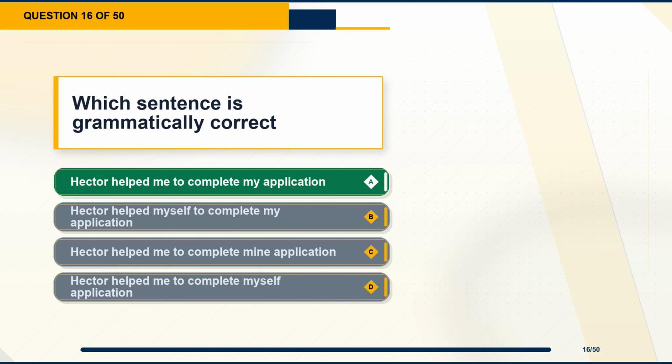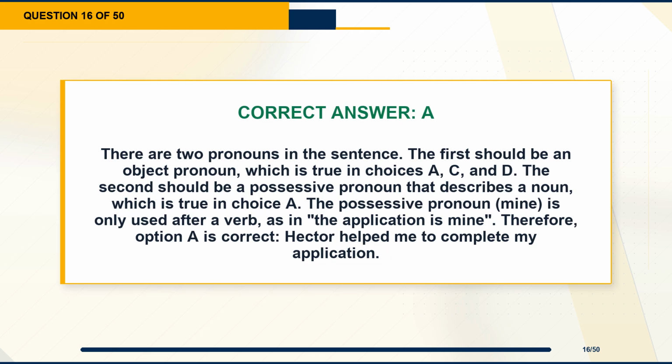The correct answer is option A, Hector helped me to complete my application. Explanation. There are two pronouns in the sentence. The first should be an object pronoun, which is true in choices A, C, and D. The second should be a possessive pronoun that describes a noun, which is true in choice A. The possessive pronoun, mine, is only used after a verb, as in the application is mine. Therefore, option A is correct, Hector helped me to complete my application.